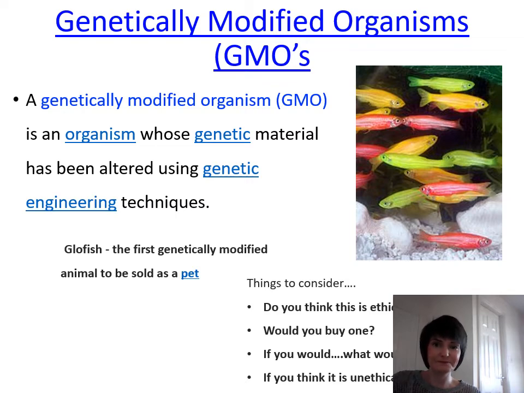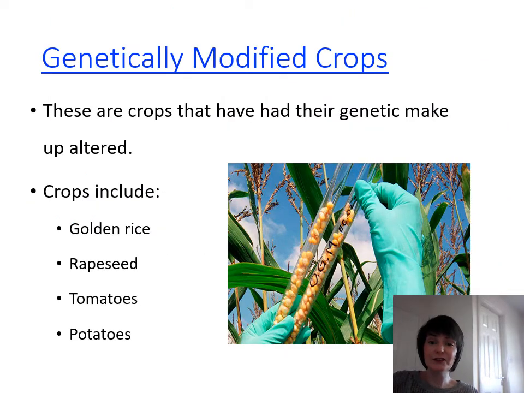It's your opinion. So genetically modified crops. These are crops that have had their genetic makeup altered, and there are four that we've looked at: golden rice, rapeseed, tomatoes and potatoes. And in the next few slides, it's just giving you a wee bit more of a description of what's been genetically modified and why that is advantageous to us as humans.